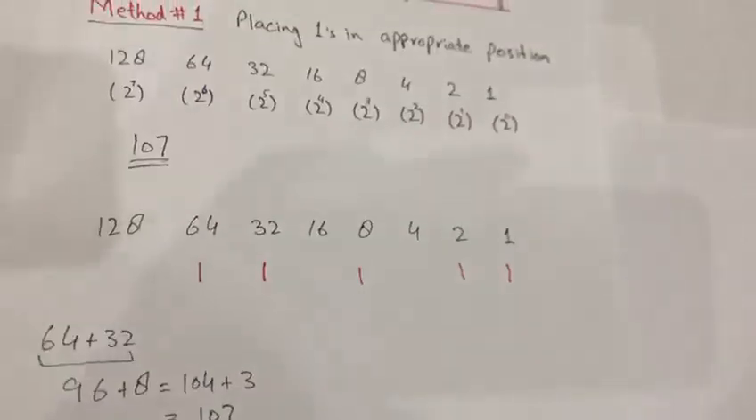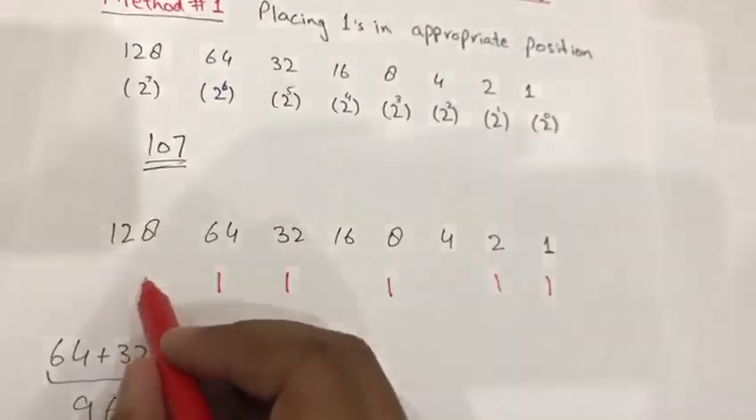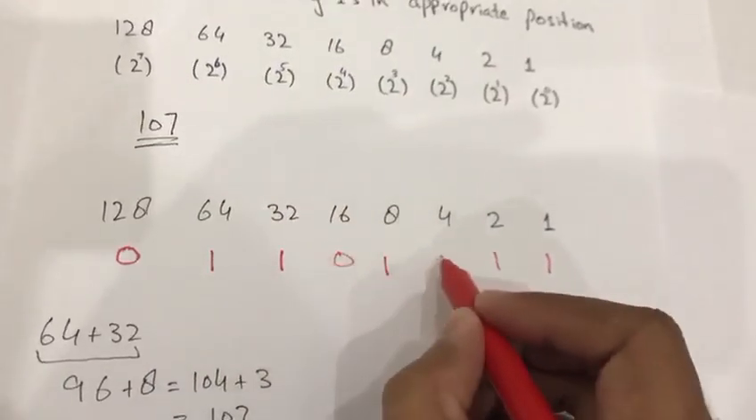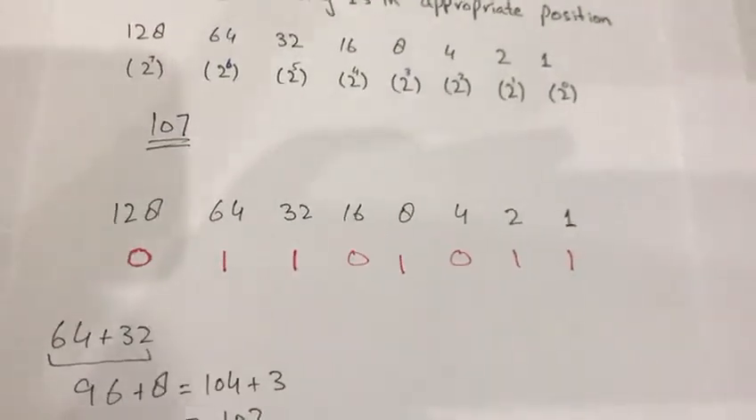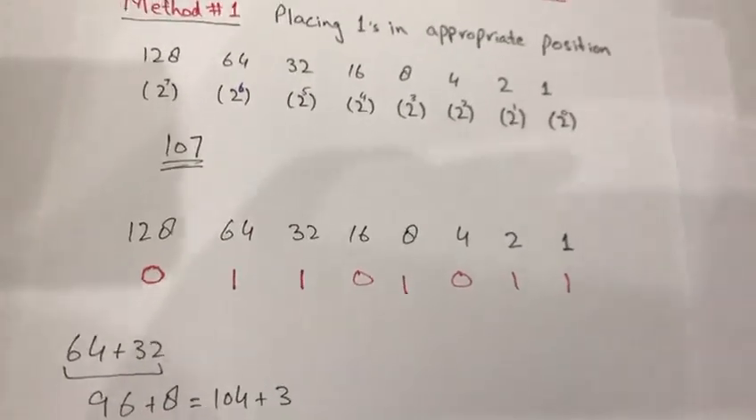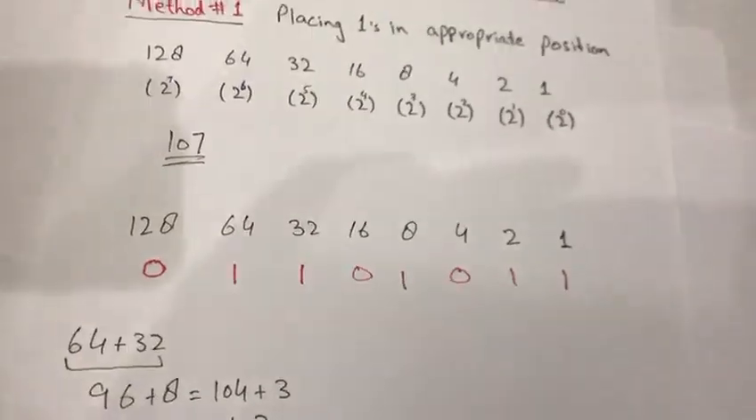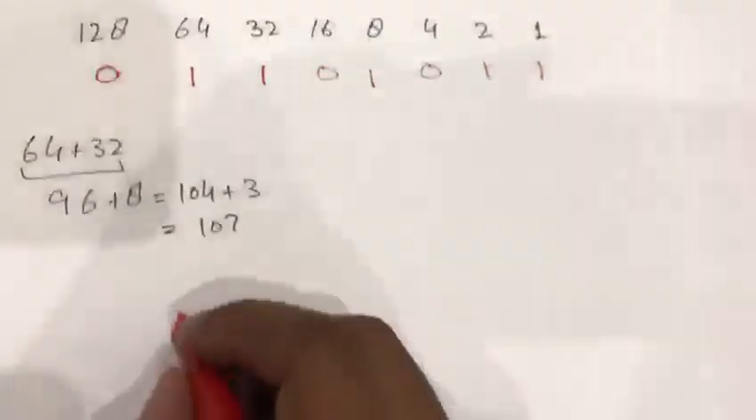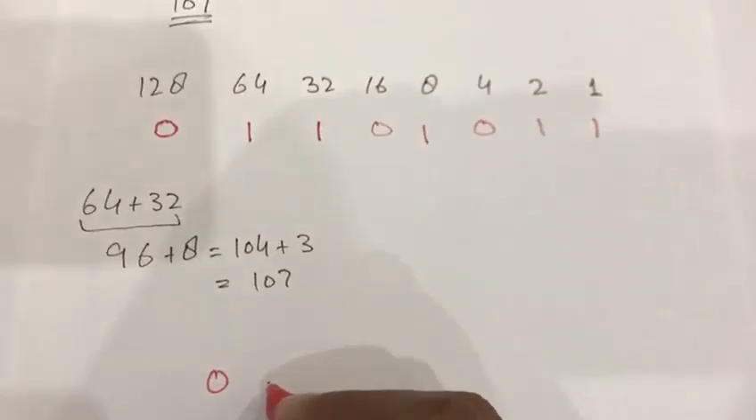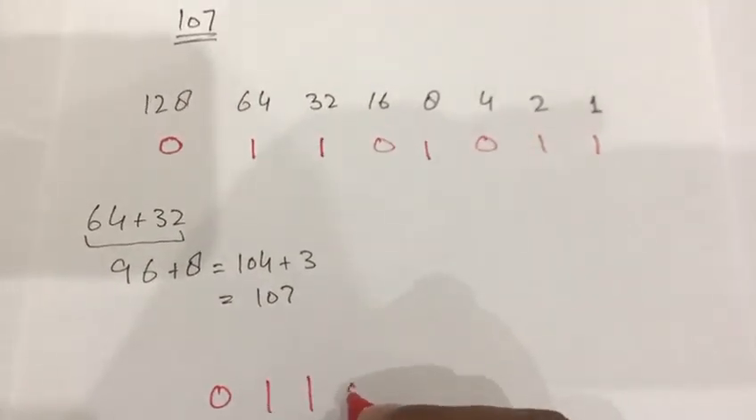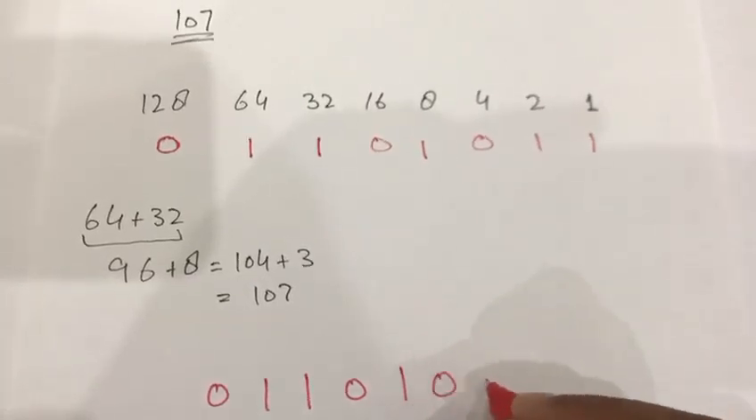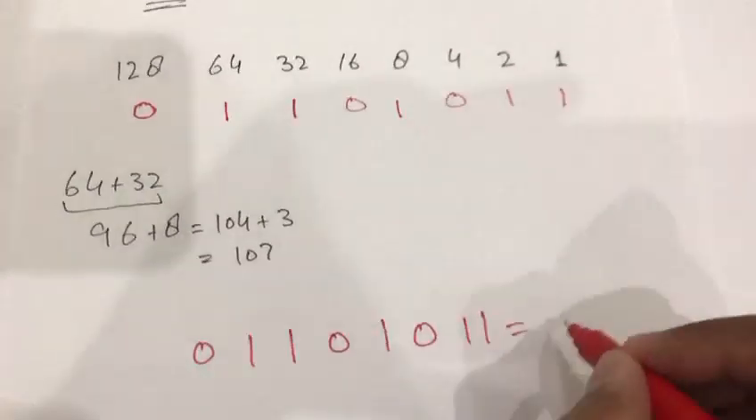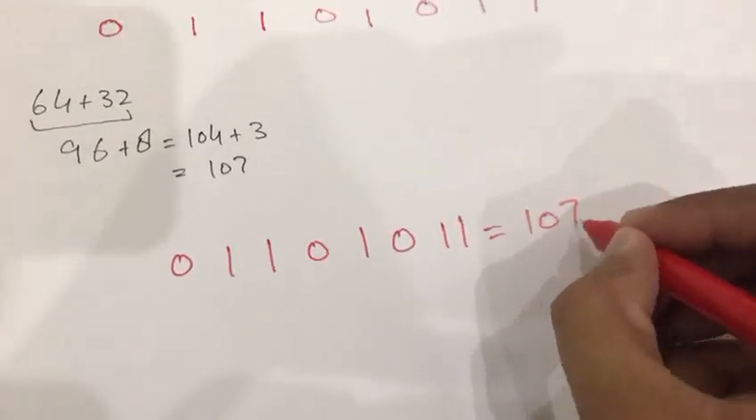While these bits will be on, the remaining bits we will make 0, which means off. So the binary conversion of 107 would be 0, 1, 1, 0, 1, 0, 1, 1. This would be equivalent to 107.